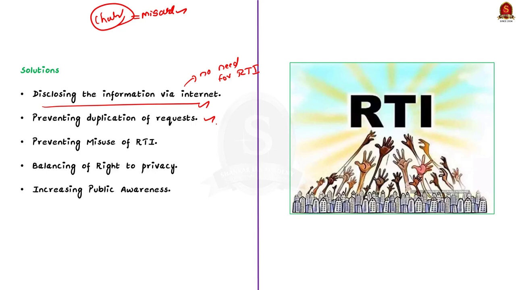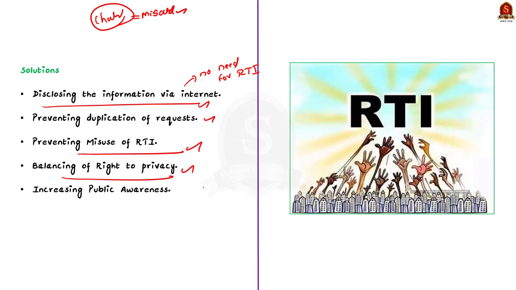Thirdly, steps must be taken to prevent the misuse of RTI. To prevent the misuse of RTI, people should have to explain why they want the information when they file a request. There should also be a penalty for those who seek information for irrelevant or unnecessary reasons. Fourthly, a balance must be ensured between right to information and right to privacy. We have a right to privacy as protected by our constitution under Article 21. We need to find a balance between the right to know and the right to privacy within the RTI Act.